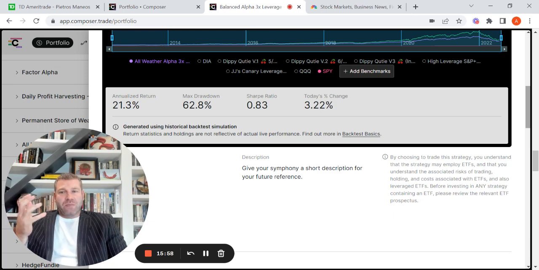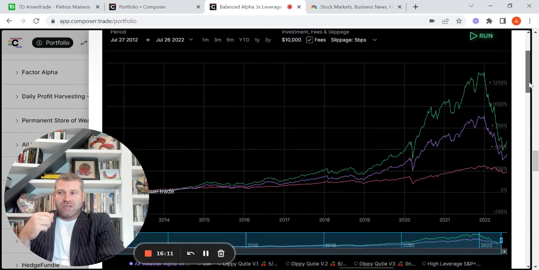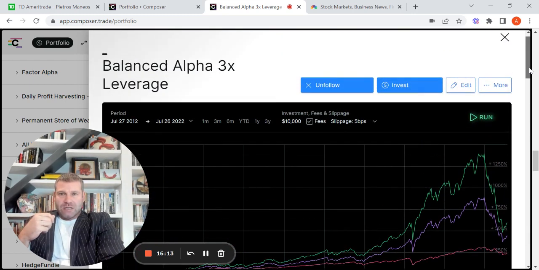But if you're impatient, if you have the soul of a trader instead of an investor, then you may not have the patience for this 21%. And so that's kind of what I wanted to showcase here and display.